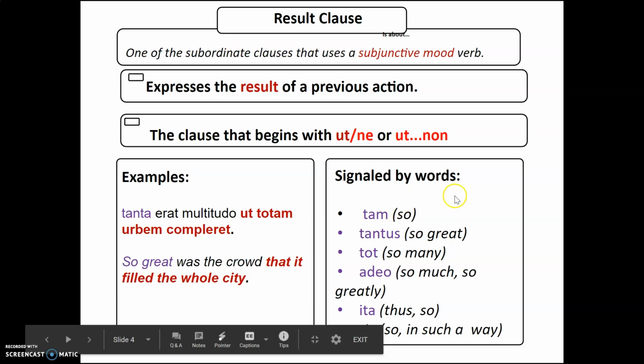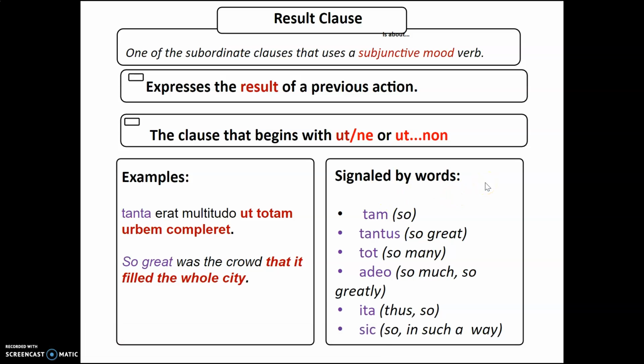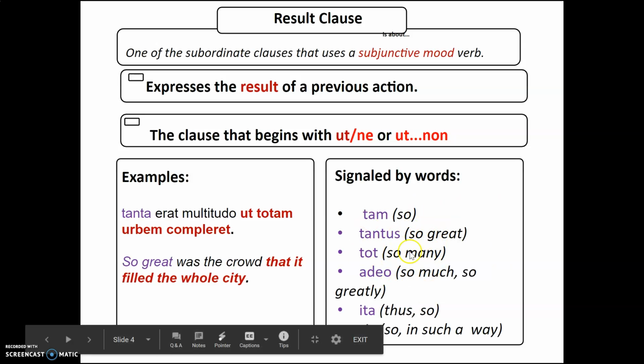So repeat after me. Tam, tantus, tot, adeo, ita, sic. These are the words that you need to look out for to help you recognize result clauses.